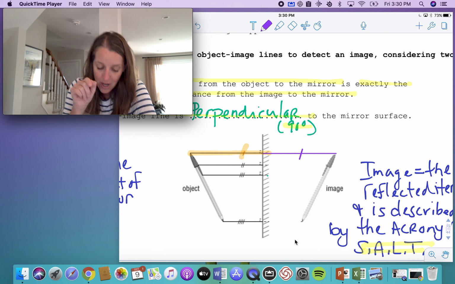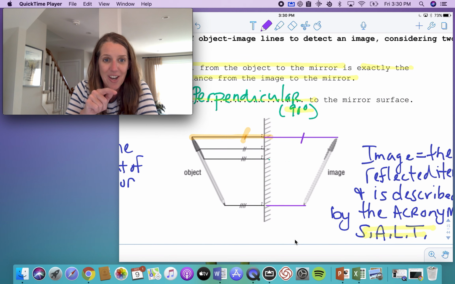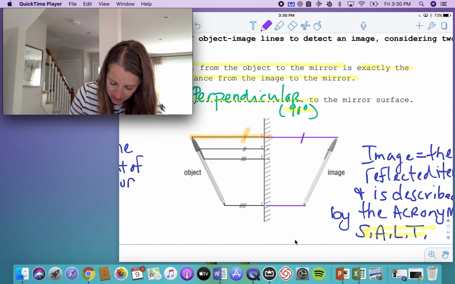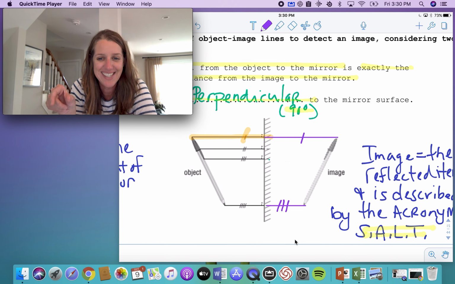Let's take the very bottom tip of the pen, and the distance between the object tip and the mirror is the same. I've got little 4 hashtags there, 1, 2, 3, 4. That's just showing that the distance between here is the same as the distance between it on the other side, between the mirror and the image.